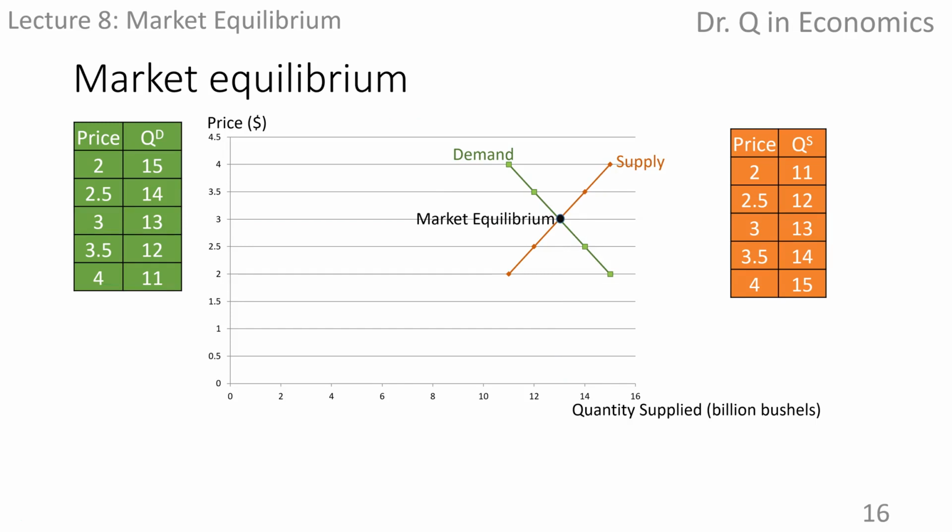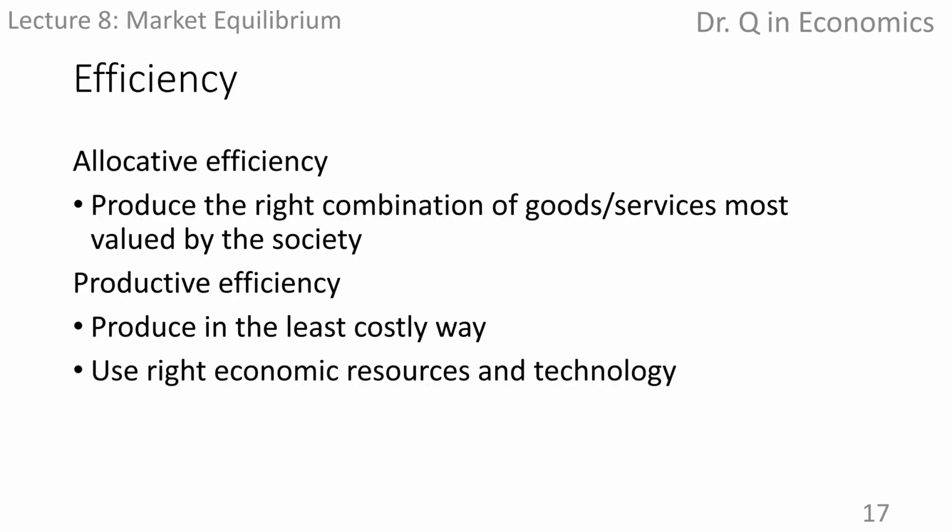The demand and supply curves look like a pair of scissors. The joint is the equilibrium. The market system helps the society to achieve efficiency.